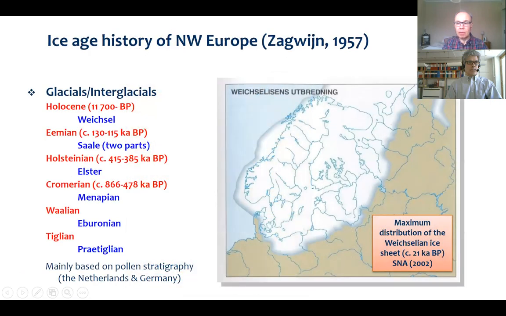So the next picture shows the ice ages, so to say, or glaciations in Northern Europe. It illustrates the ice age history of Northwest Europe, and we have a number of different terms for that. The blue ones are glacials or glaciations, and the red ones are interglacials. Inter means between the glacials, and we are now in the Holocene, which was preceded by the Weichsel or Weichselian glaciation. Before that, we had the Eemian interglacial, the Saalian glacial, and so on.